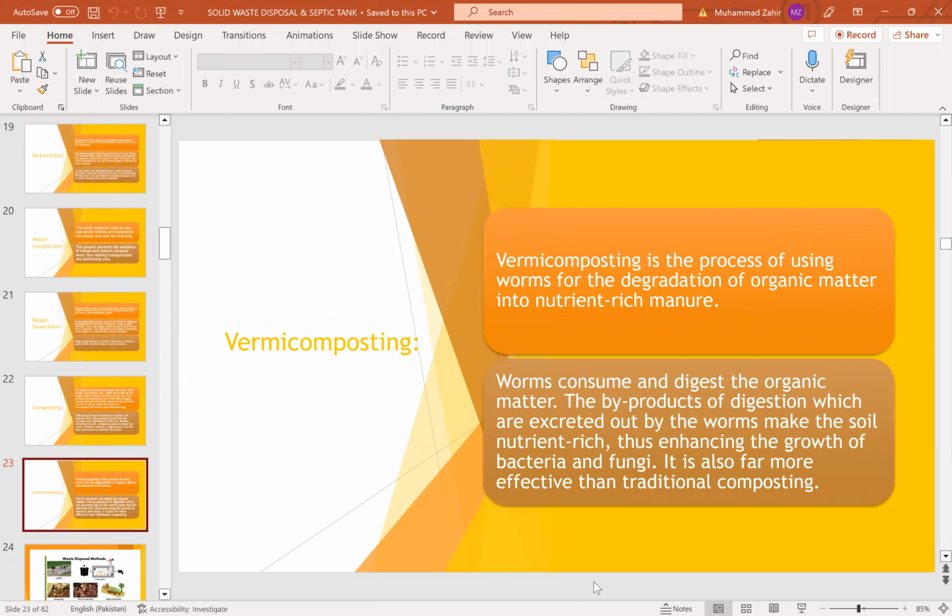Vermicomposting is a process of using worms for the degradation of organic matter into nutrient-rich manure. Worms consume and digest the organic matter. The byproduct of digestion, which is excreted by the worms, makes the soil nutrient-rich, thus enhancing the growth of bacteria and fungi. It is also far more effective than traditional composting.